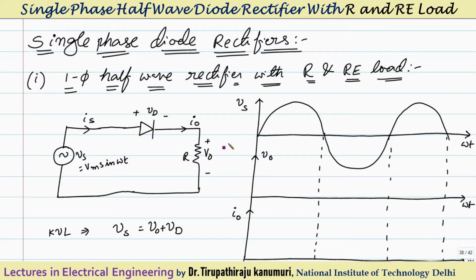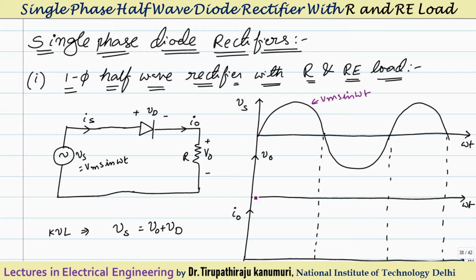So this input voltage I can represent in this form. This is Vs equal to V maximum sin omega t. Let us assume how the diode will respond for this one. So during the positive half cycle, the anode is positive with respect to the cathode, so the diode will get forward biased. So during the positive half cycle your diode will conduct.